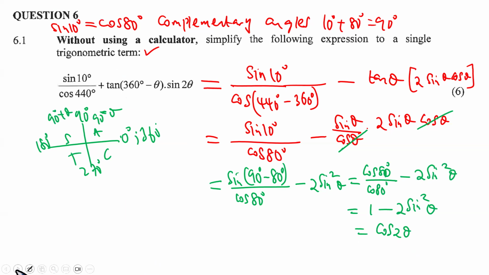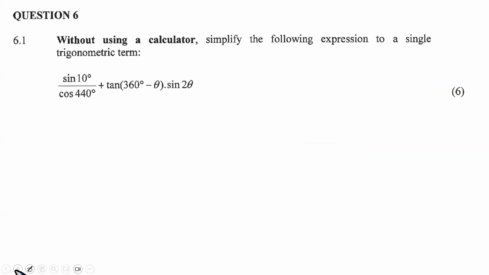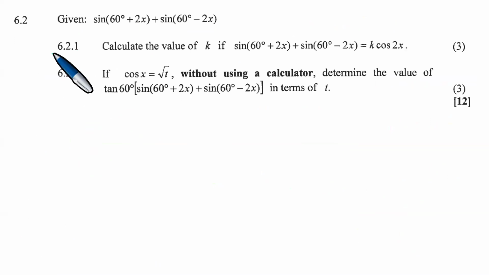Right, the next question is aggressive. The next question is an angry question. It is 6.2.1. Given the sine of 60 degrees plus 2x plus the sine of 60 degrees minus 2x, calculate the value of k, if the sine of 60 degrees plus 2x plus the sine of 60 degrees minus 2x equals k cosine 2x.